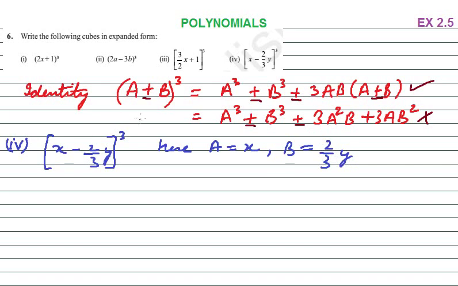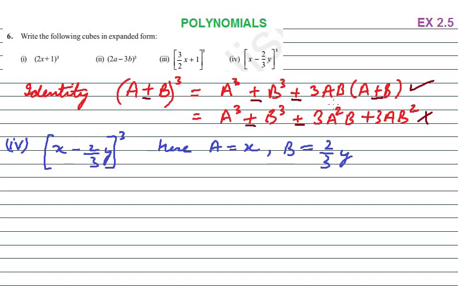Why? Because I'm going to apply a minus b whole cube. So the minus sign here is equal to the minus sign here. B has to do nothing with this minus sign. In case you are applying a minus b whole cube, then b has to do nothing with this minus sign. Why? Because it is already included in this identity.